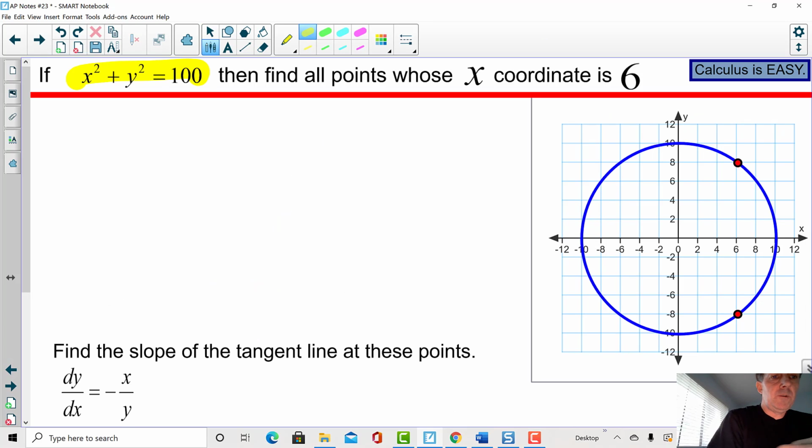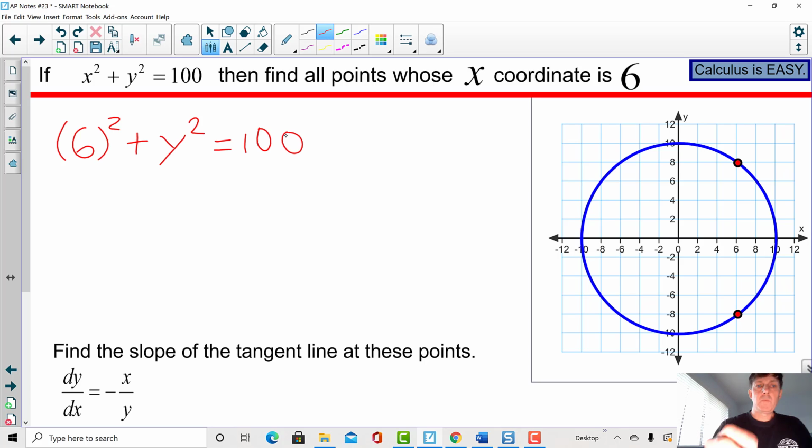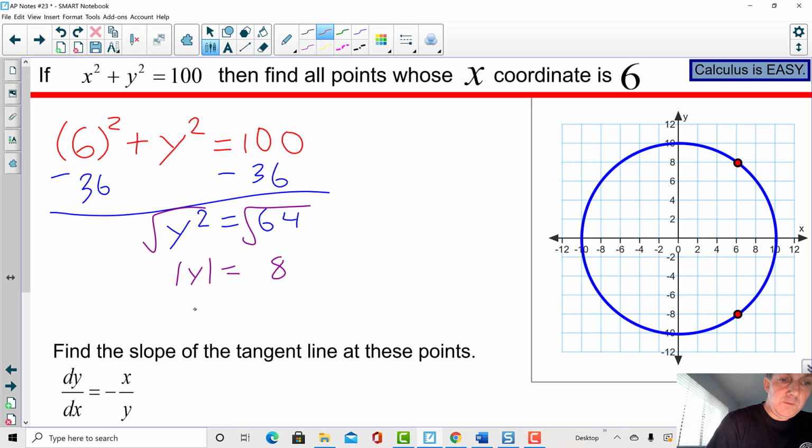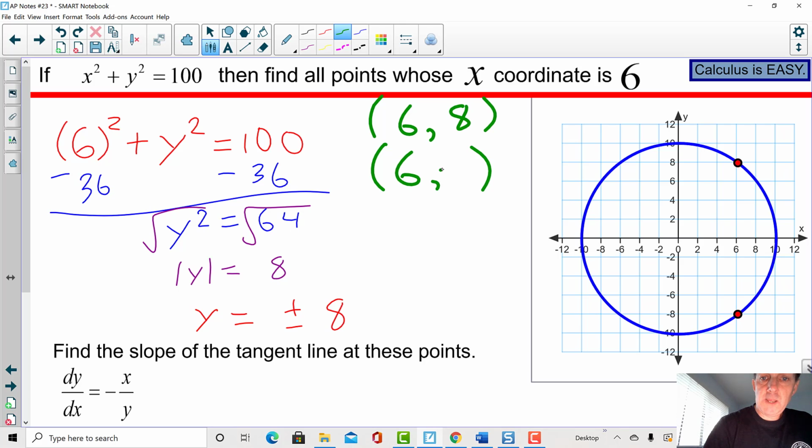Okay, we're going to use the same circle, but it wants us to find all the points whose x-coordinates are 6. Okay, this is not a calculus question. You just plug in 6 for the x, subtract 36 from both sides, take the square root of both sides, we're skipping a few steps, but we end up with y equals plus or minus 8. So that means when x is 6, y can be positive 8 or negative 8. And you can see those points on the graph over here.